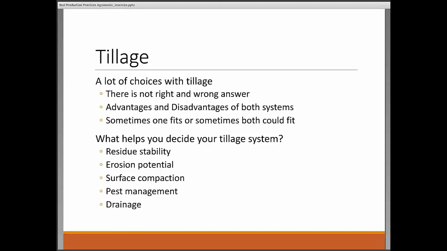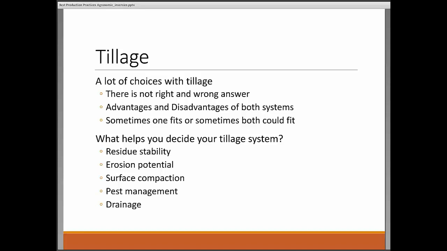What helps you decide what tillage system you're going to go into is what's your residue stability? Are you wanting to have that residue out there for a long amount of time? Do you have really stable residue that can help protect and ensure good production systems? What is your erosion potential of your piece of property? Do you have compaction issues? What about pest management? Are you going wheat on wheat on wheat, which could have some very detrimental pest management issues? And then what's your internal drainage situation? Are you a very flooded system? Are you feeling like you're not getting good drainage because you're tilling? These are all things that go into that decision mechanism.